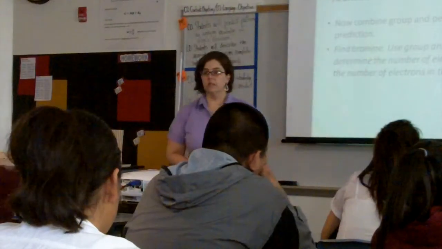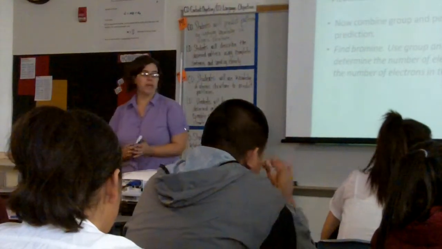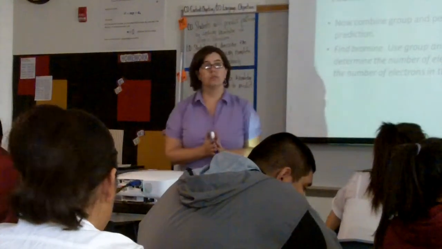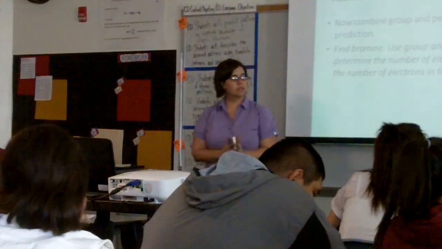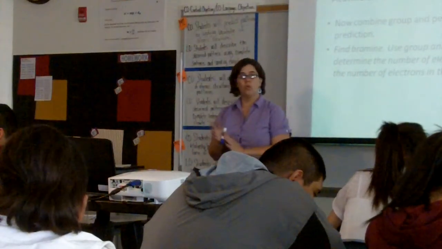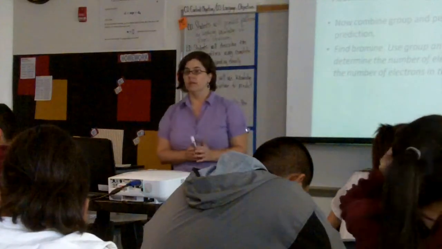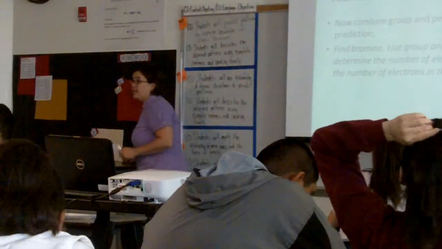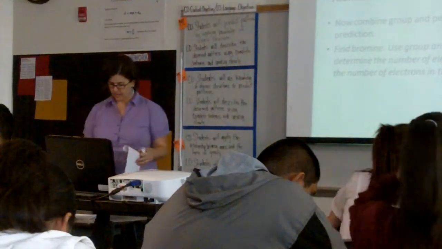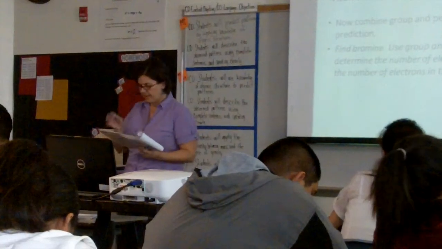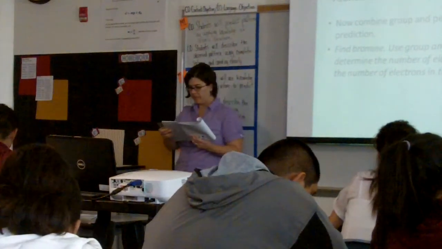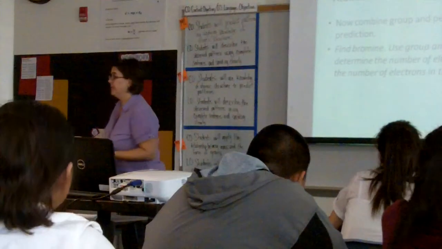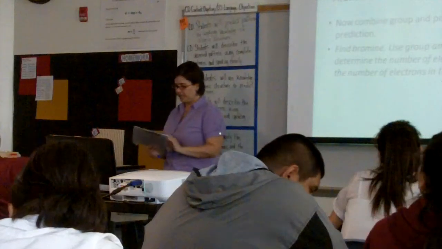Okay, find bromine on your periodic table. Looking at that, tell me how many shells of electrons would we expect to see, and what would the number of electrons be in the outer shell? 35 is its atomic number. Okay. 4 shells. Why 4 shells, Fernanda? Because it's in period 4.